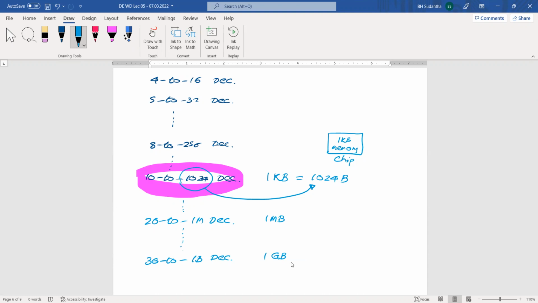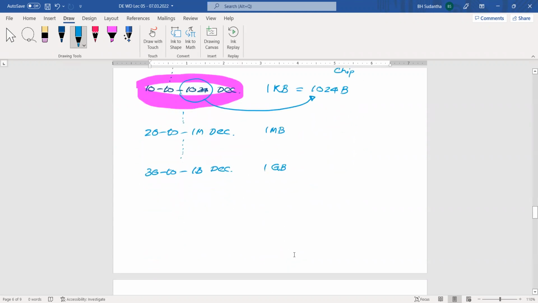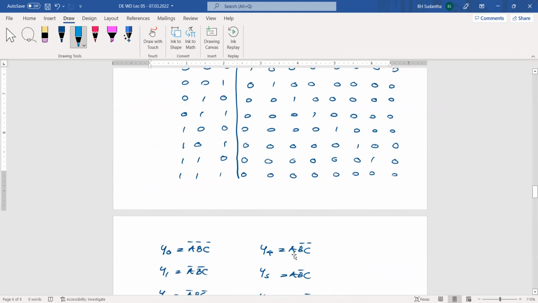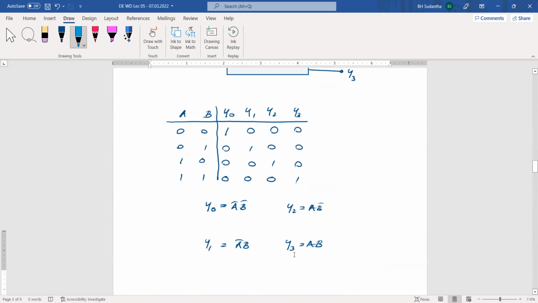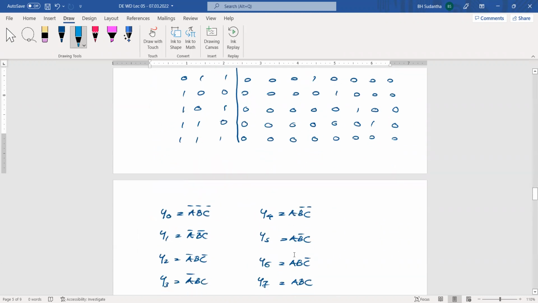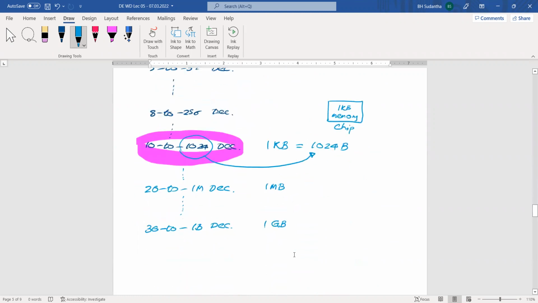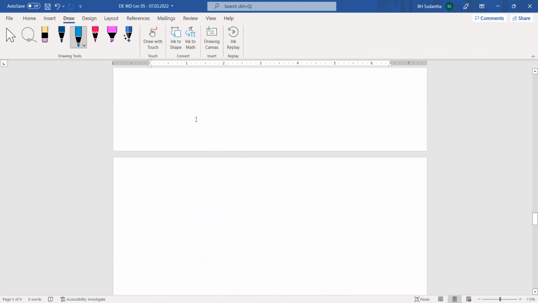But we are not going to discuss much more about these things because we don't have enough time. For the moment, we restrict up to this level, and these are the standard decoders. Our next one is, if standard decoders are available, definitely there should be non-standard decoders.